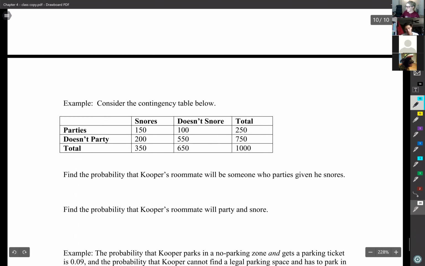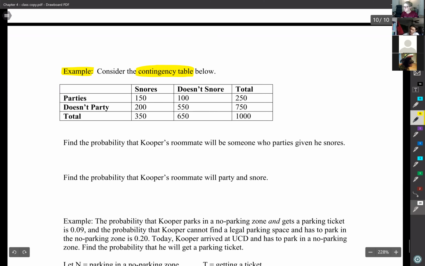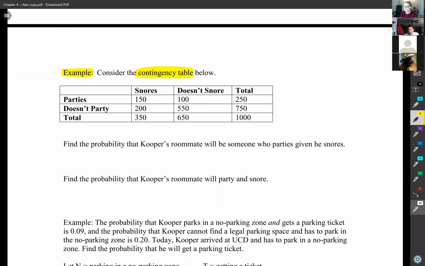All right, so let's do some examples here. So this is called a contingency table, just so everyone knows. I think of the best way to describe this, it's kind of like a frequency distribution almost. So it tells you how often something occurs. This is kind of a funny example, but the questions are about Cooper's roommate and if you party and snoring. It's a really interesting example, but whatever.